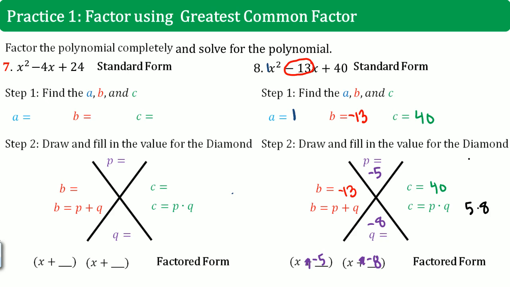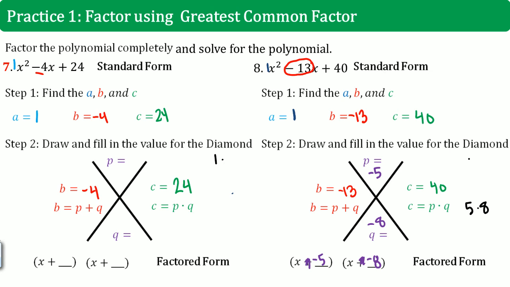So let's do 7. 7 is a very unique case. The number in front is a 1 for the A. The B is going to be negative 4. And C is going to be positive 24. Now you fill it into the diamond. What two numbers multiply to make 24 but add to negative 4?